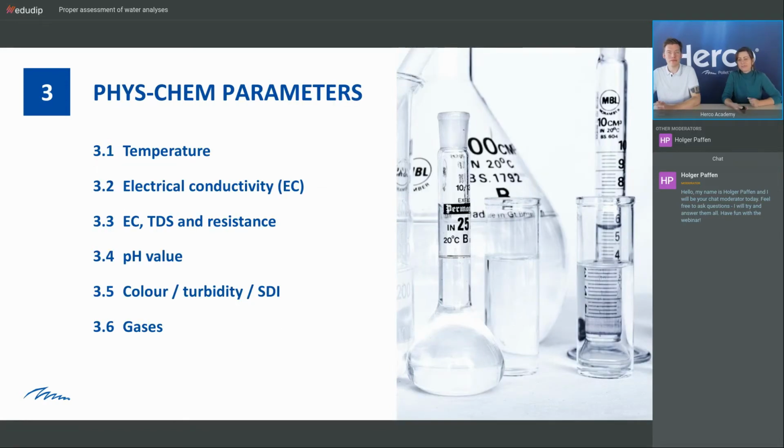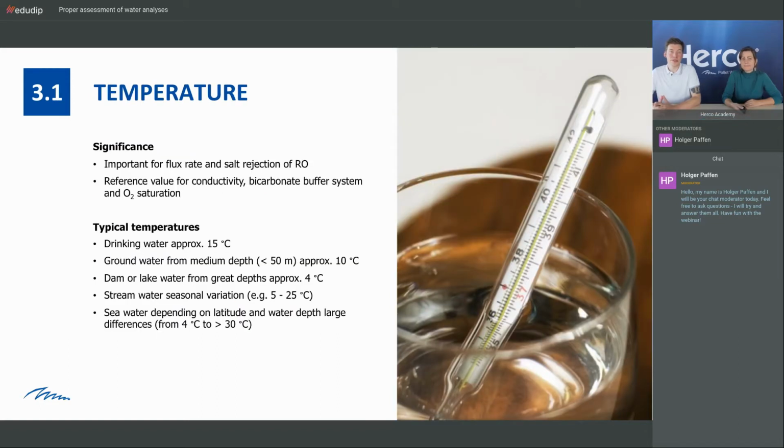Then we'll go to the physical-chemical parameters. We'll have a look at temperature, electrical conductivity, which is very often one of the most important ones, the relationship between electrical conductivity, total dissolved solids, TDS, and resistance, also the pH value, color, turbidity, and the silt density index, and finally gases. For the temperature, the significance is that it is important for the flux rate and salt rejection of the RO.